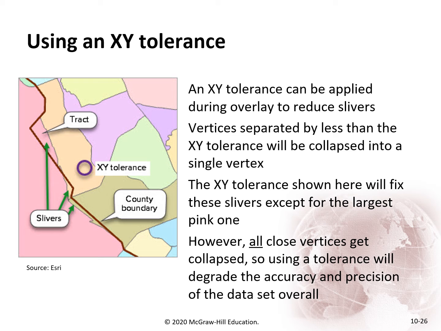The downside is all close vertices get collapsed. Using a tolerance will degrade the accuracy and precision of the data set overall. So it is a little bit of a conundrum. You have to decide whether degrading the entire data set is more important than preventing the generation of slivers. Essentially it depends on what you're trying to do with your data set. And if what you're trying to do will be significantly complicated or impaired because of the slivers, then degrading the overall data set might be a reasonable answer. If the slivers aren't really going to cause you any problems, then that's probably not the best way to go.